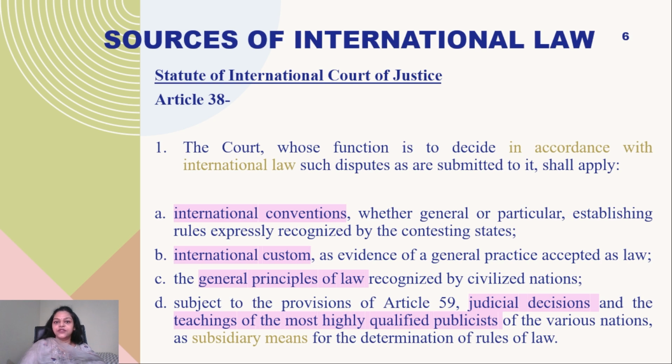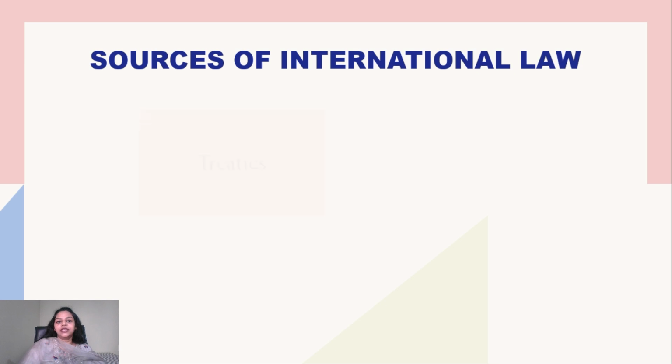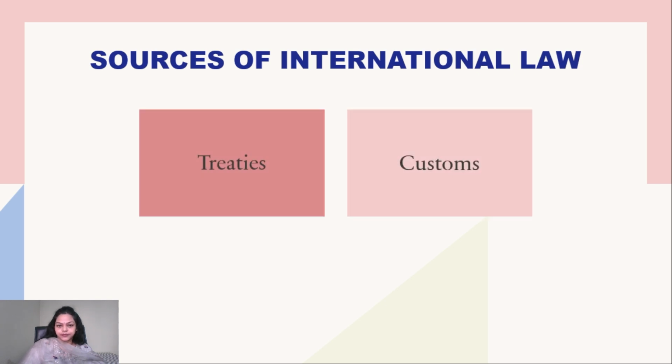So, if we talk about the sources in short, there are four sources of international law as per the Statute of ICJ, Article 38 Clause 1. One, international conventions. Second, international custom. Then general principles of law, and then judicial decisions plus the teachings of the most highly qualified publicists in the field of international law. So let us now try to understand what are international customs, what are international conventions, etc. So let's begin with international customs.